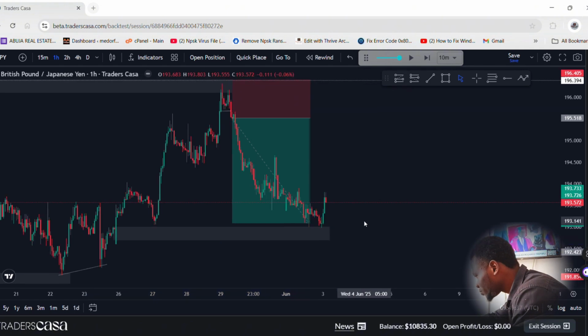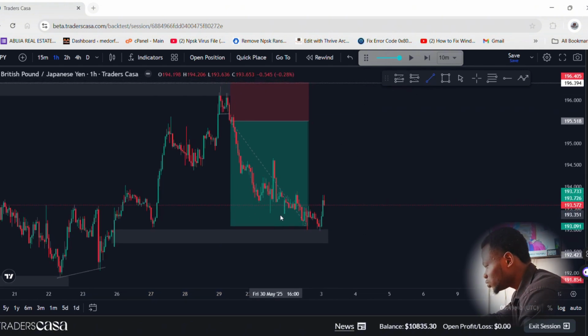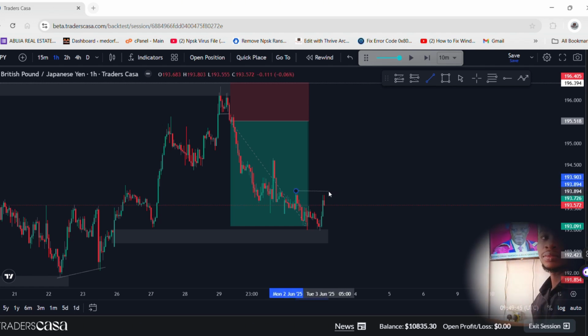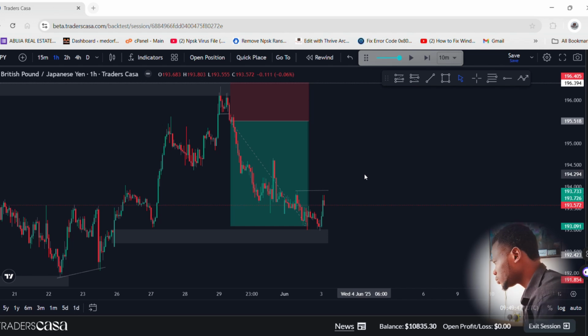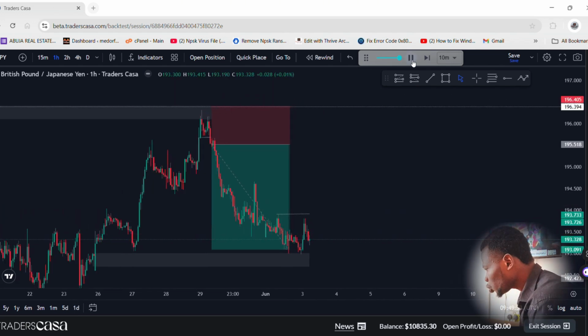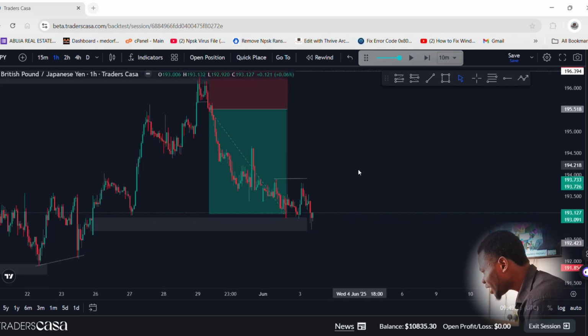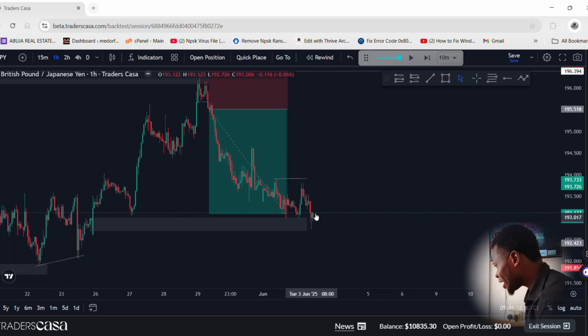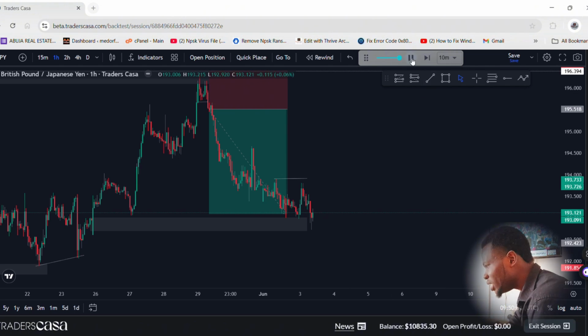But for me, I will not enter immediately, so that I don't hit my SL. I'll wait for price to take out this high. Once price takes out this high, it's a full confirmation that the next move is coming to take this liquidity. So let's see. You see, imagine I try to jump in here and put my stop loss below. Price will come and hunt me out.